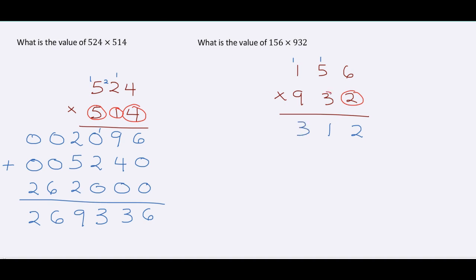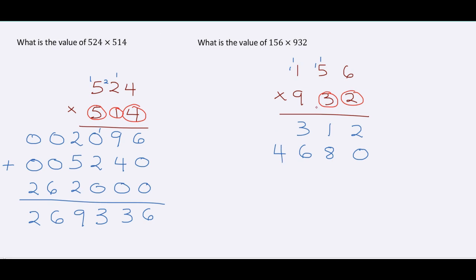Next, we switch over to the tens position. What that means is, in the ones position, you're going to have a 0. 6 multiplied by 3, we have 18, so we write 8 up here, we carry a 1. 5 multiplied by 3, that's 15, plus 1, we have a 16, so we have 6 here, we carry 1 up here. 1 multiplied by 3, that's 3 plus 1, we have 4.